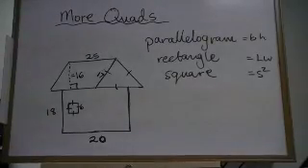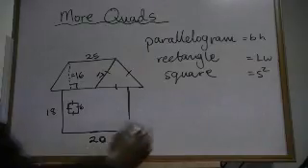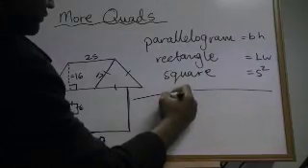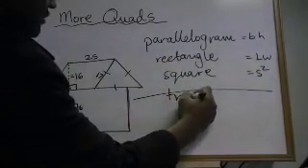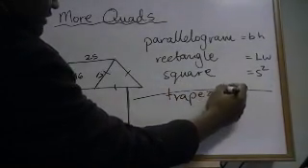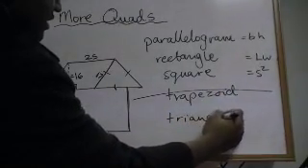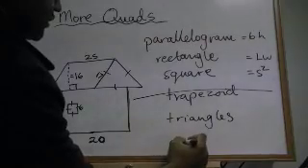Okay, some more quads. Now you've got your parallelograms, rectangles, squares. And then we're going to look at trapezoids and triangles. And of course, we're going to move on to circles much later.